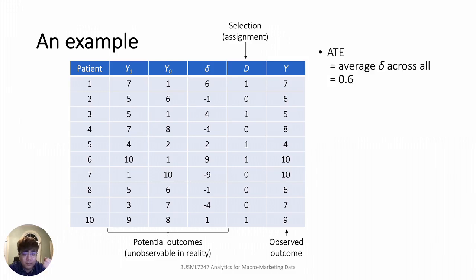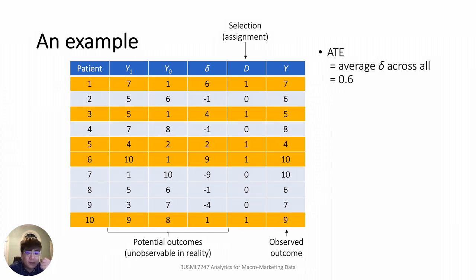Because we know the potential outcomes as in the table, we can compute the theoretical causal effect. The ATE, which is given by the average of delta across all of the patients, is 0.6. Because the assignment was not random, the average difference observed is different from the ATE.